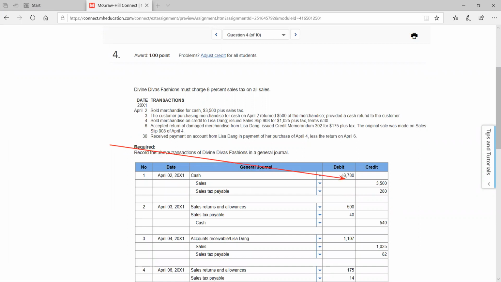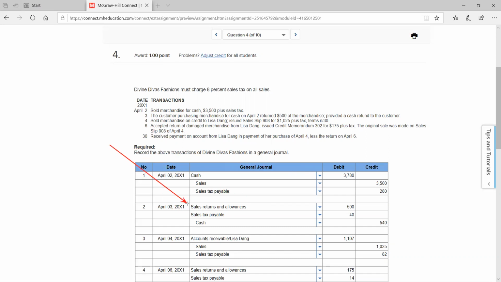Add those together, there's your total cash. Now on the 3rd, it says somebody had a $500 return, and we're going to give them a cash refund. So we have to figure out not only the cash return, but also the sales tax. So note what we do.